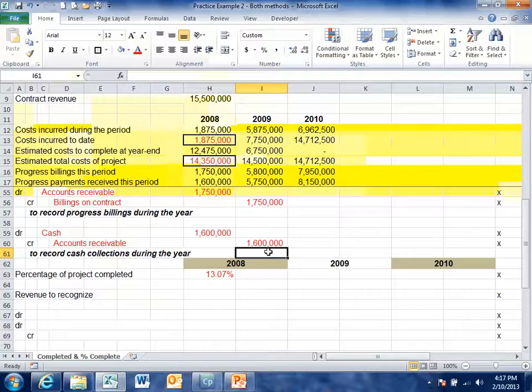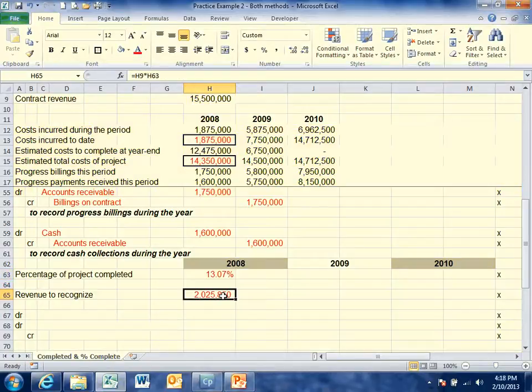Okay? Again, the formula for revenue recognition is percentage of completion times total contract revenue minus revenue previously recorded. Well, because this is the first year, there's no revenue previously recorded, right? So my formula for revenue recognition is just this 13.07% times the $15.5 million. If you run that math, you'll end up with $2,025,850 as your revenue recognition. Now, I've rounded this number to 4 decimal places, so if you don't round, this number will be different. Okay? So that's my revenue recognition.